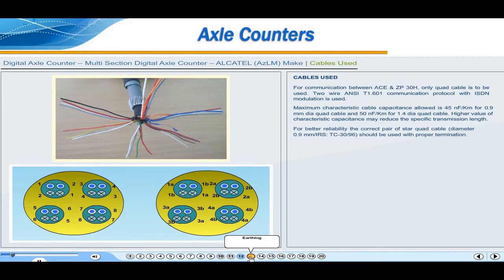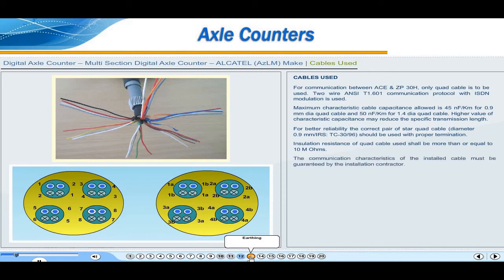For better reliability, the correct pair of star quad cable, that is diameter 0.9 mm IRS TC30/96, should be used with a proper termination. Insulation resistance of the quad cable used shall be more than or equal to 10 megaohms. The communication characteristics of the installed cable must be guaranteed by the installation contractor. For details, refer to topic 11, that is reference material.